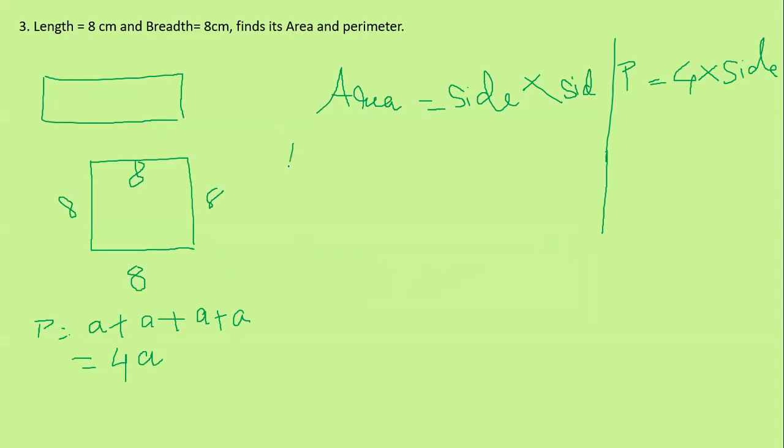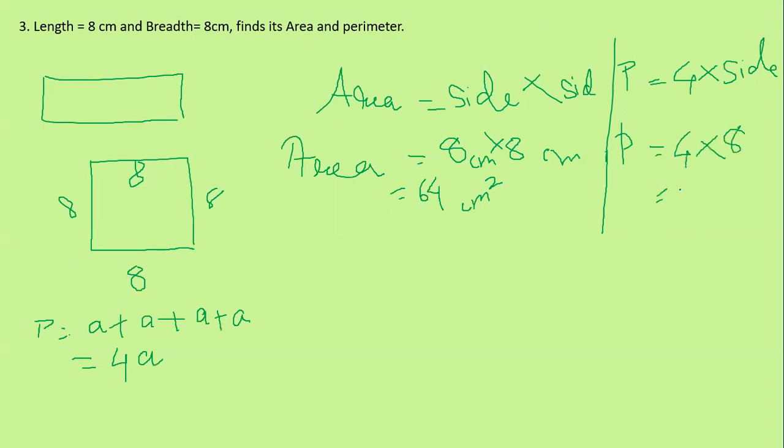अच्छा, तो पहले एरिया निकालो, चलो। How much is area? Area is equal to 8 into 8, which is equal to 64. What unit? Again, centimeter into centimeter, right? So centimeter into centimeter will give me centimeter square. What about perimeter? Perimeter is equal to 4 into 8. 4 8 is 32 centimeter, okay?